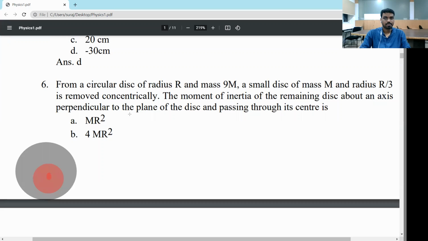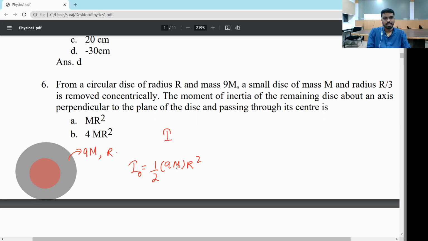So one more disc has been removed. Concentrically means same center. Now what do they want? The moment of inertia of the remaining disc about an axis perpendicular to the plane. So the moment of inertia of the remaining is I equal to, what is the first disc's moment of inertia? Mass is given 9m. Radius is r. So the moment of inertia for a disc is m r square by 2, right? So this is the original: half into 9m r square, that is 9m r square by 2.